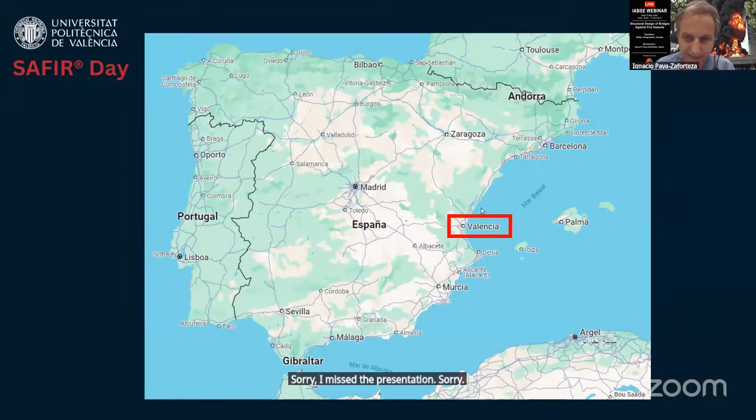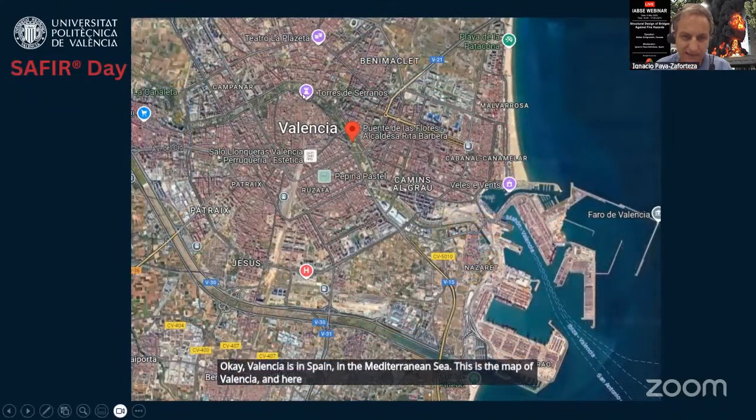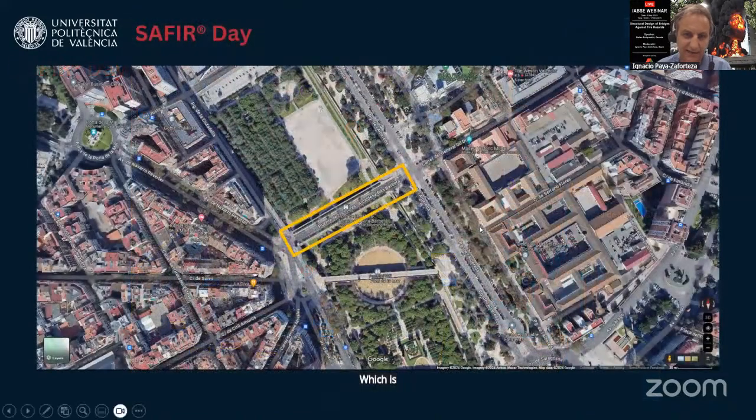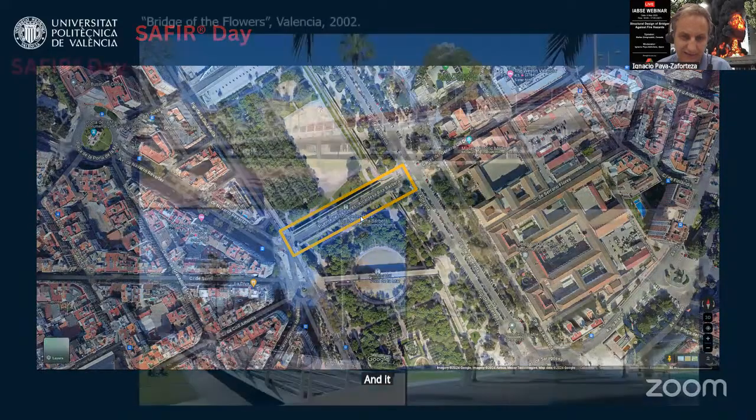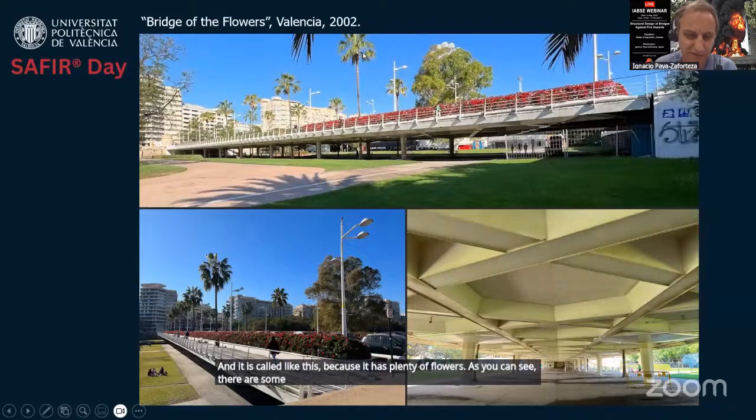Okay, Valencia is in Spain, in the Mediterranean Sea. This is the map of Valencia, and here you can see the old river bed, which is now a garden, and this garden is crossed by several bridges. One of them is El Puente de las Flores, Bridge of the Flowers, and it is called this because it has plenty of flowers. As you can see there, some palm trees and so forth.